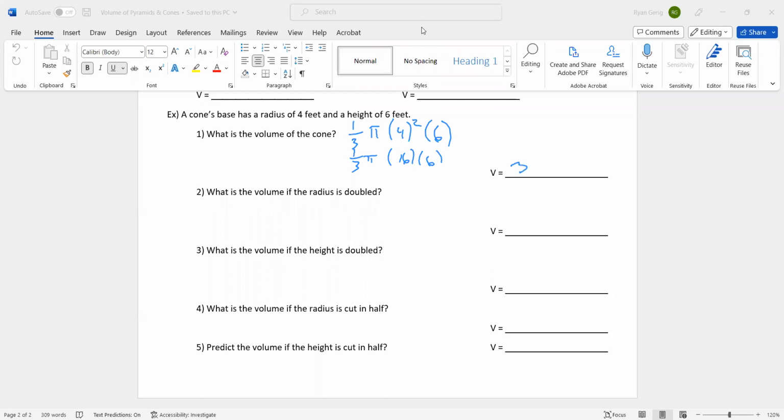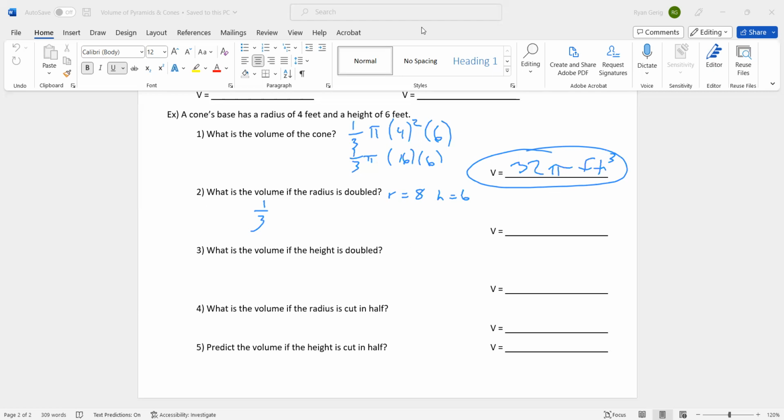Now, everything I do from here on out is going to compare to this. All right, so I'm going to compare everything from 2 to 1, and then I'm going to compare 3 to 1, and 4 to 1, and so on. So let's look at what happens if the radius is doubled. So then my new radius would be, instead of 4, it would be 8. The height would be 6. Take a guess. What do you think is going to happen? Okay, now let's actually figure it out.